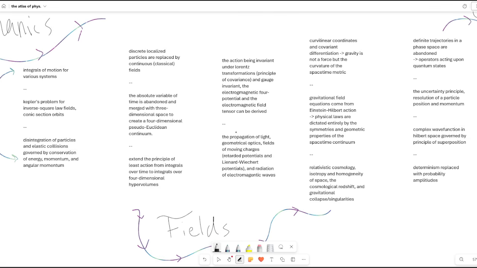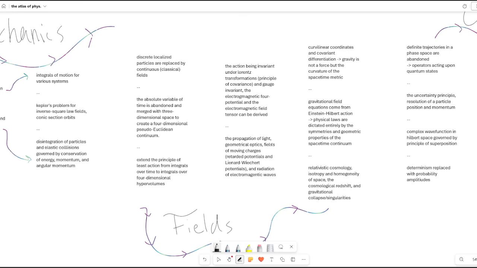And so from there, you can talk about propagation of light, geometrical optics, fields of moving charges and retarded potentials, Liénard-Wiechert potentials, and also radiation of electromagnetic waves, Poynting vectors, dipole radiation, all of these things. So all of that comes from the formulation of what a field is, essentially answering the question of what a field is. So going from particles to fields plus relativity.